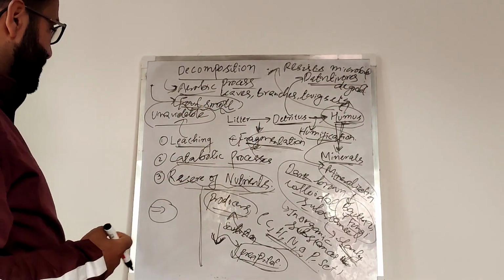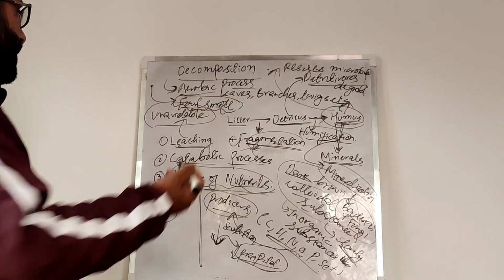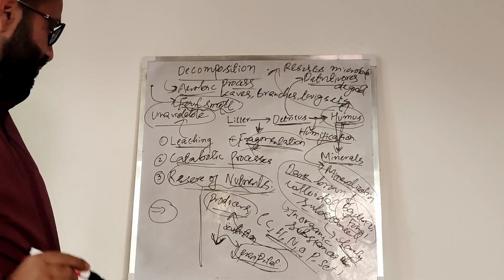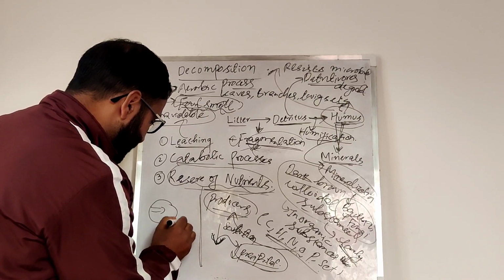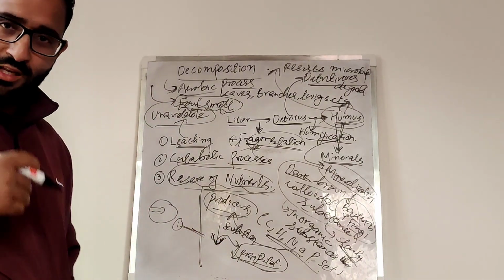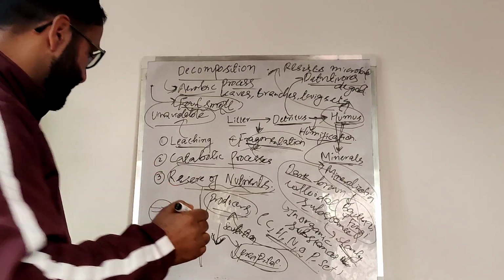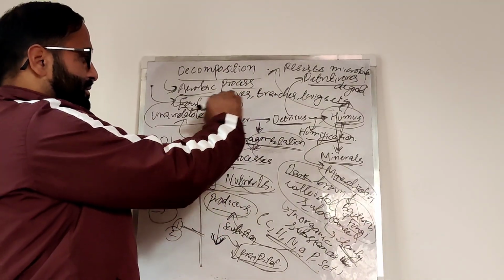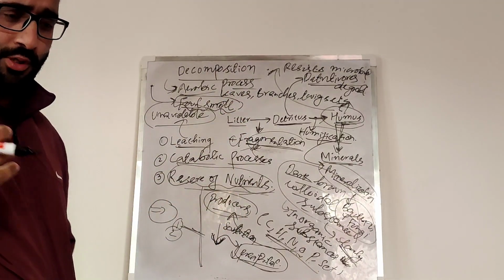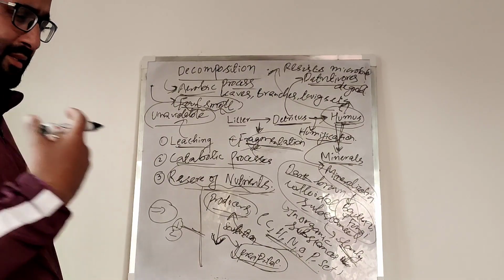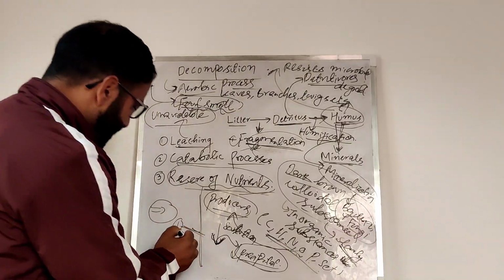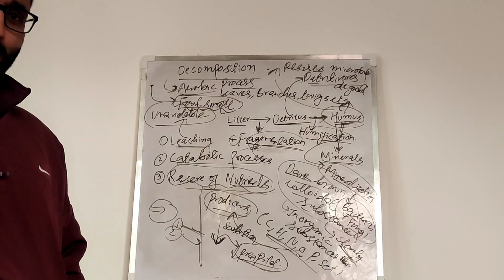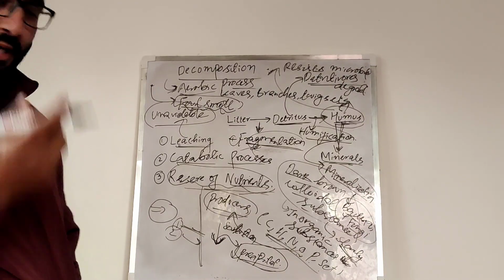There are different factors which affect the decomposition process. First is availability of oxygen. If the oxygen is sufficiently available, the decomposition process would be rapid. Second, composition of substances. If this litter or dead substance has more chitin or lignin in it, they slow down the process of decomposition, whereas glucose or nitrogen based substances speed up the process of decomposition.